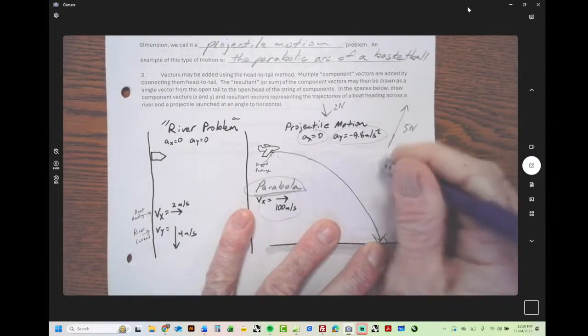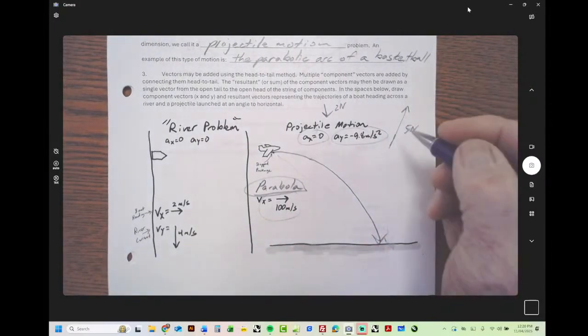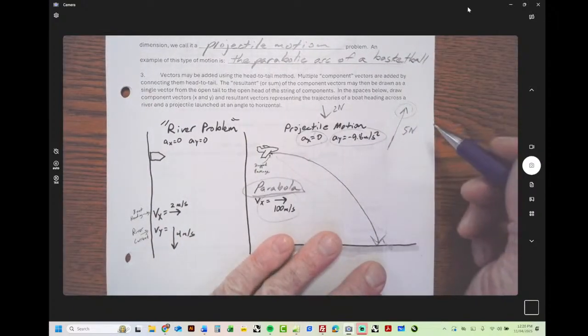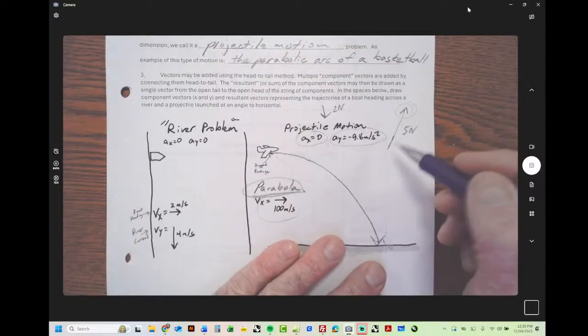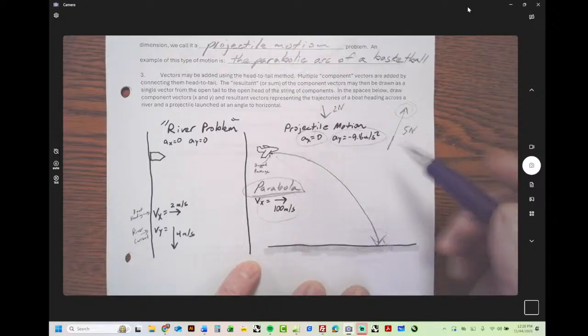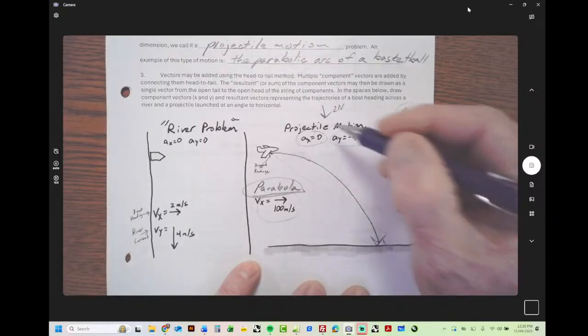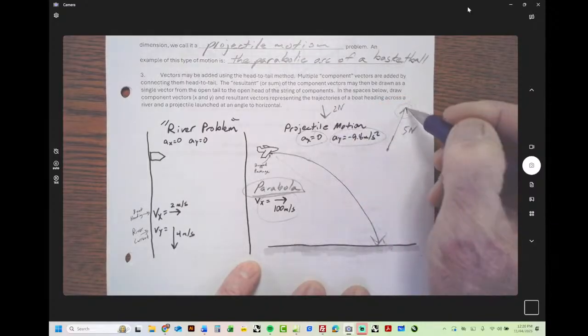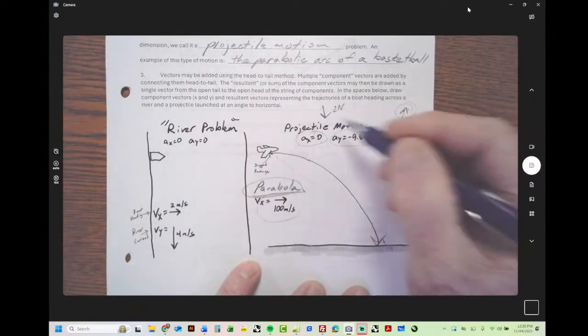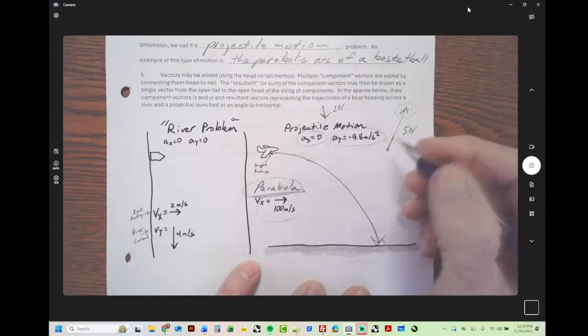So the way we add these is by attaching them head to tail. Is this the head or is this the tail? Head. Okay, good. So that makes this the tail. So I can do this 4 different ways. I can take this tail and put it on that head. I could take this head, put it on that tail. I could take that tail, put it on that head. I could take that head, put it on that tail. I'm going to do it this way.